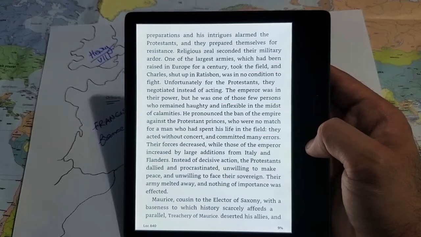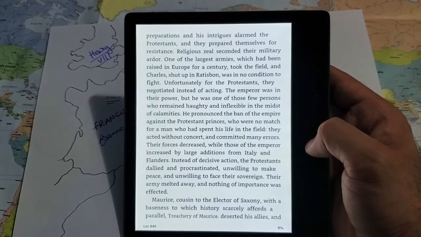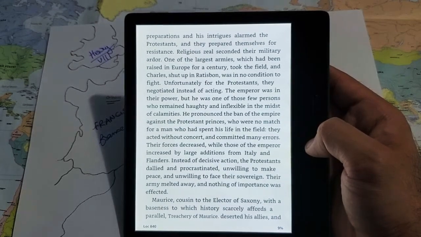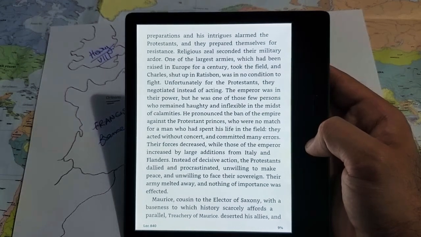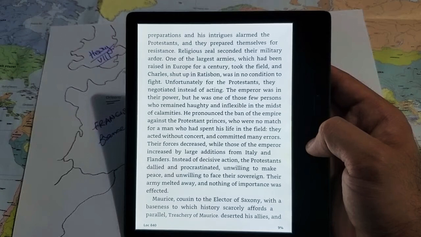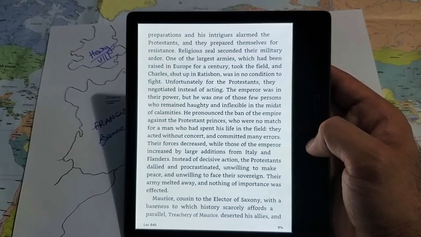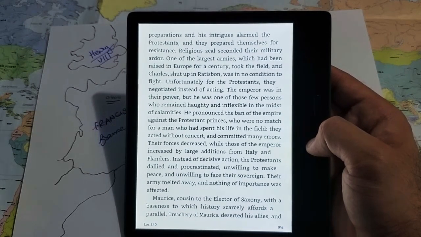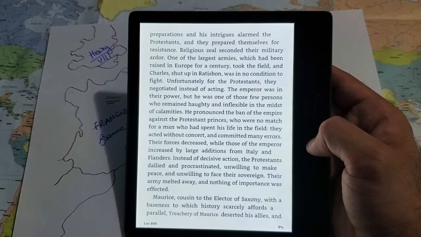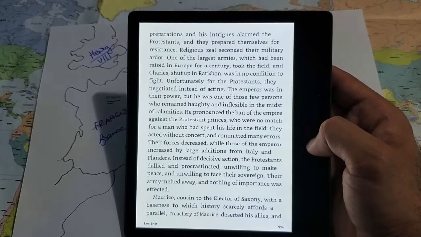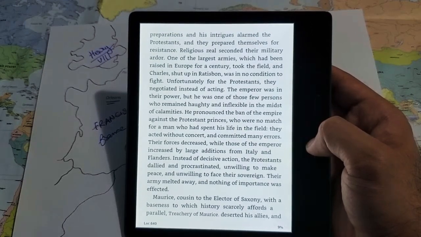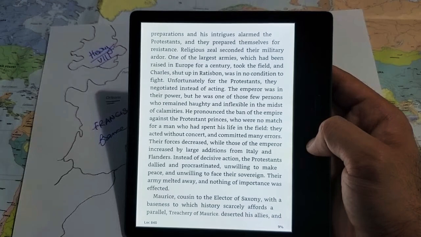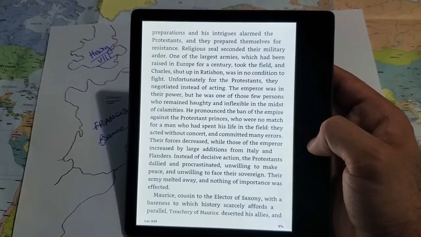The emperor was in their power, but he was one of those few persons who remained haughty and inflexible in the midst of calamities. He pronounced the ban of the empire against the Protestant princes, who were no match for a man who had spent his life in the field. They acted without concert and committed many errors. Charles was a better general. He had fought all those wars with Francis, the first of France. Their forces decreased while those of the emperor increased by large additions from Italy and Flanders.